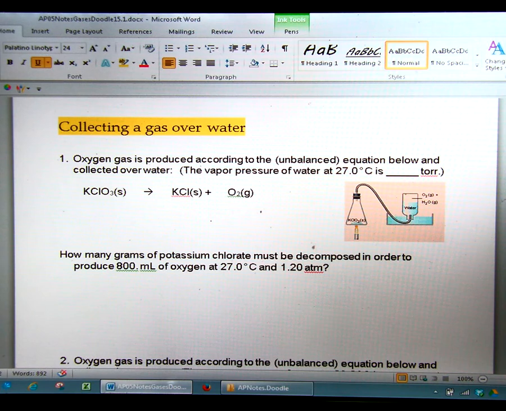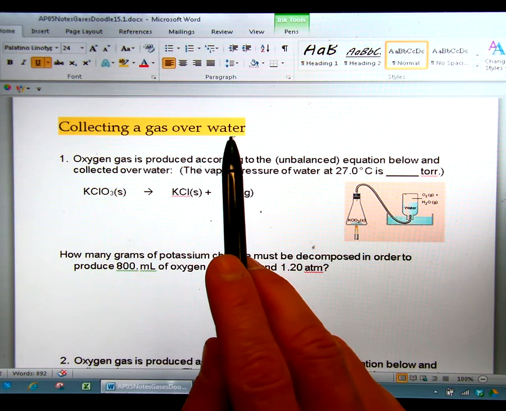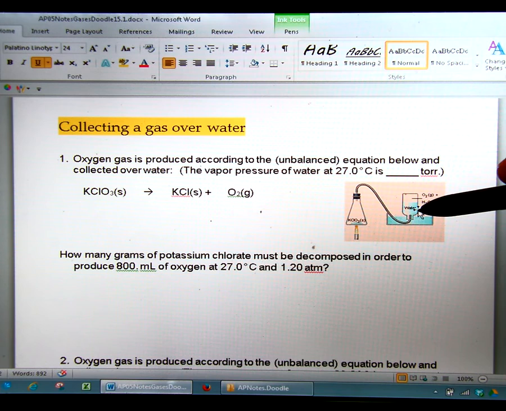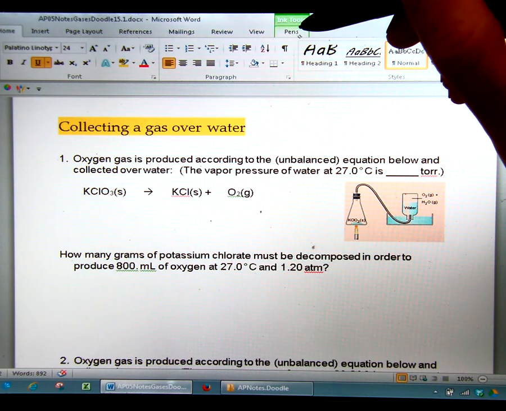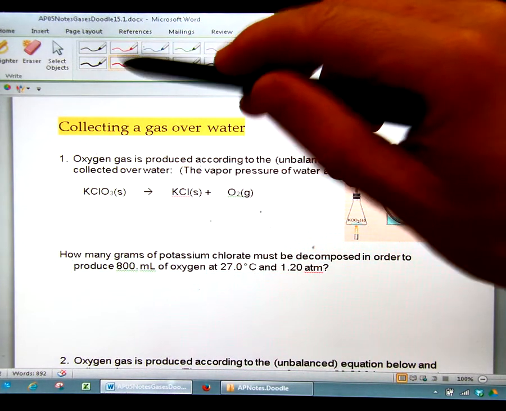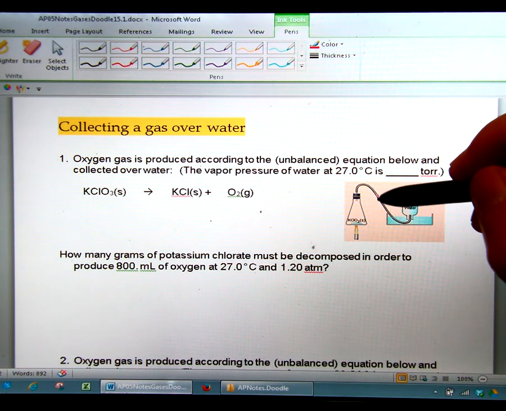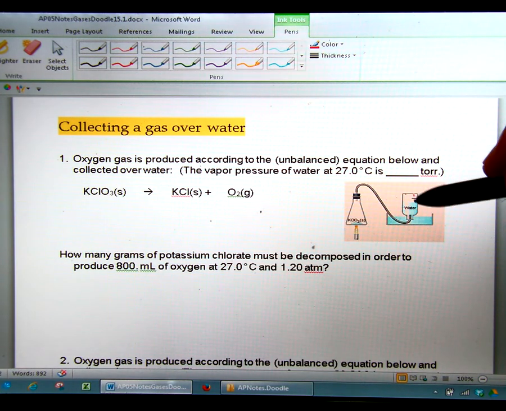Today we are on page 8 of the Chapter 5 AP Notes on gases, and we're going to be talking about collecting a gas over water. As you remember in the class demonstration, the way to collect a gas by itself is to have an inverted container filled with water, and then your source of gas is going to come in and bubble into the water, pushing the water out of the container, and then being left with the gas inside the container.